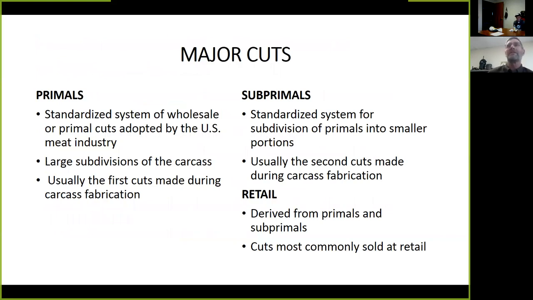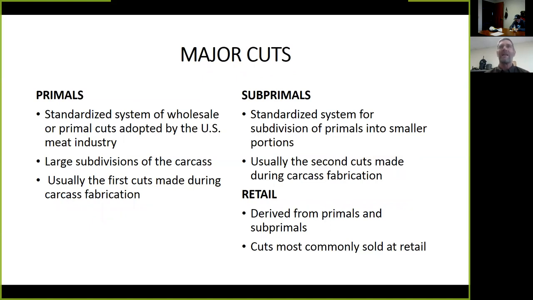Now, the major cuts when we're talking about beef, pork, or lamb, which we're going to be talking about today, can be categorized as primals, subprimals, and retail cuts. Primals are the first cut. They're large subdivisions of the carcass. They're a standardized system of cutting.